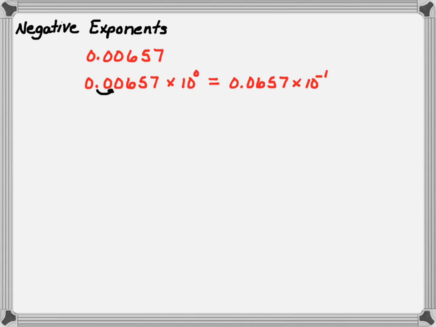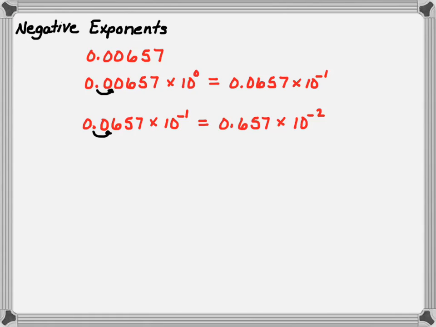Again, starting off with the original number times 10 to the 0 because the decimal point has not been moved. If I then move it one place over to the right, I get 0.0657 times 10 to the minus 1. Taking this number, if I want to move it one more place over, so that it's between the 0 and the 6, I will get 0.657 times 10 to the minus 2.